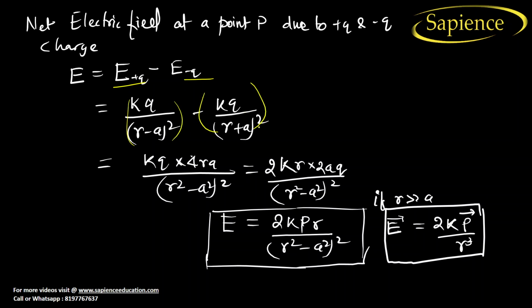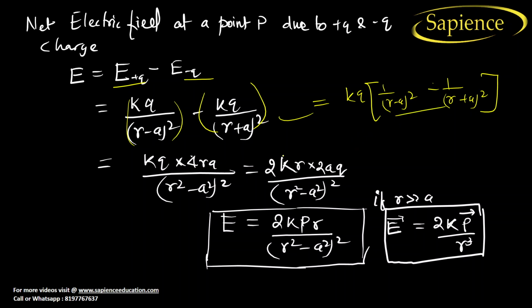So we have put here KQ by (R plus A) whole square. When we calculate it, very important, you take KQ common: 1 by (R minus A) whole square minus 1 by (R plus A) whole square. Now you need to calculate. These are basic things you know how to calculate, so I don't want to waste time. So this will be KQ into 4RA by (R square minus A square) whole square. So finally we are getting 2KQ into 2A cube by (R square minus A square).